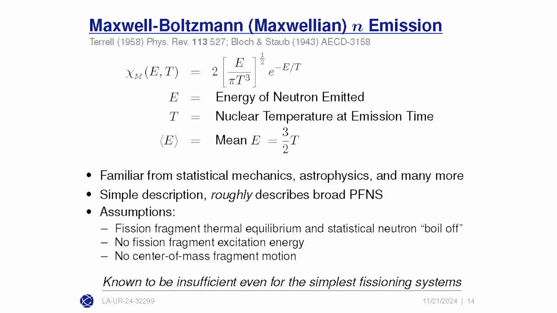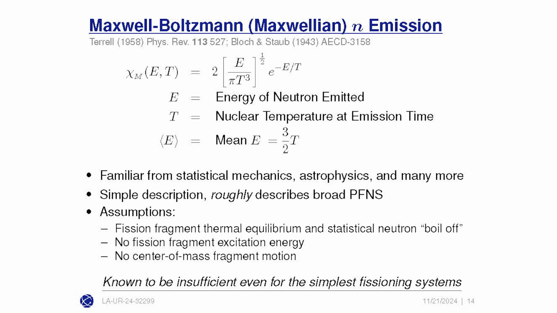Okay, and then descriptions of the PFNS, the simplest and most commonly referenced is the Maxwell-Boltzmann distribution, or Maxwellian, shown here. And you might recognize this from a number of different places, astrophysics, statistical mechanics, and other places. And this very roughly describes the PFNS, roughly enough that we can divide by it in those spectra I just showed you to get rid of a lot of the temperature dependence.